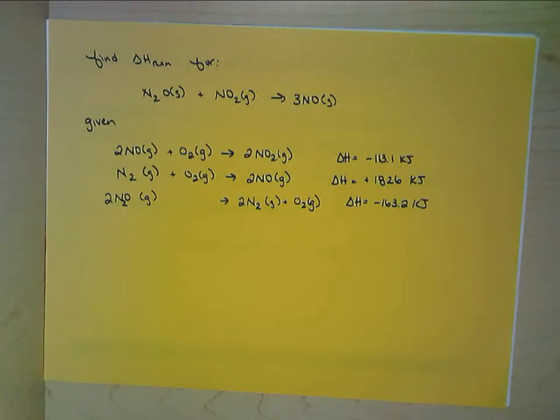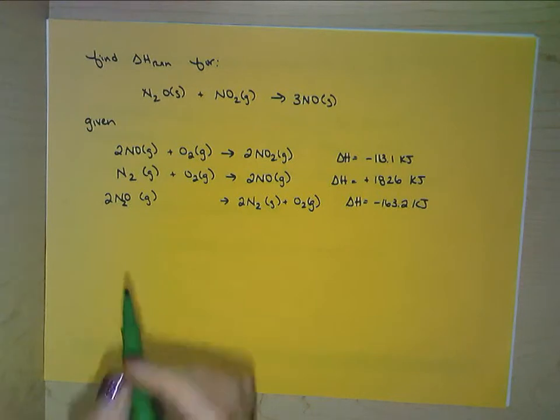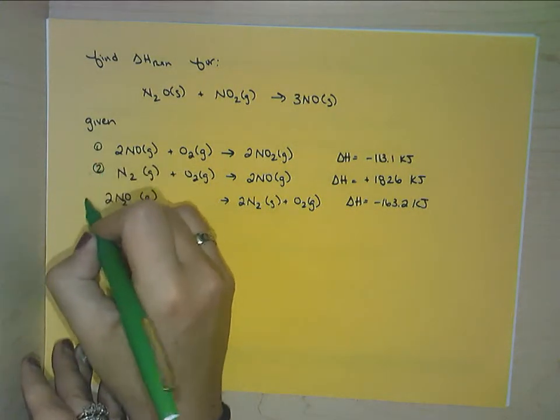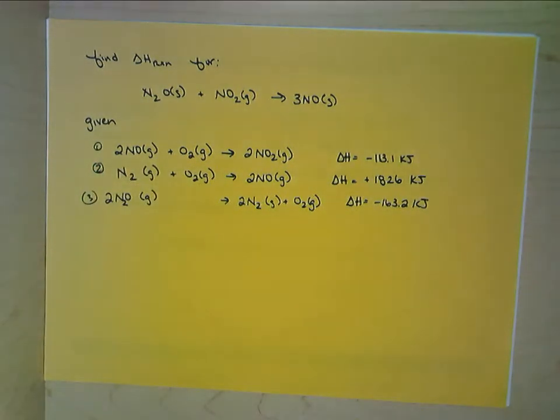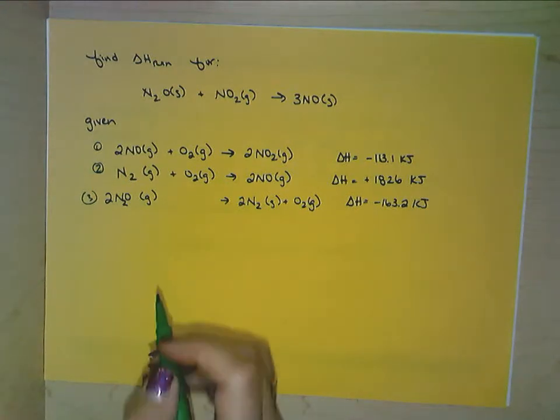I need a reaction that has N2O as a reactant. Which equation should I use that has N2O as a reactant? Reaction 1, 2, or 3? Use 3. Do I use it as is or do I flip it over? As is, alright.